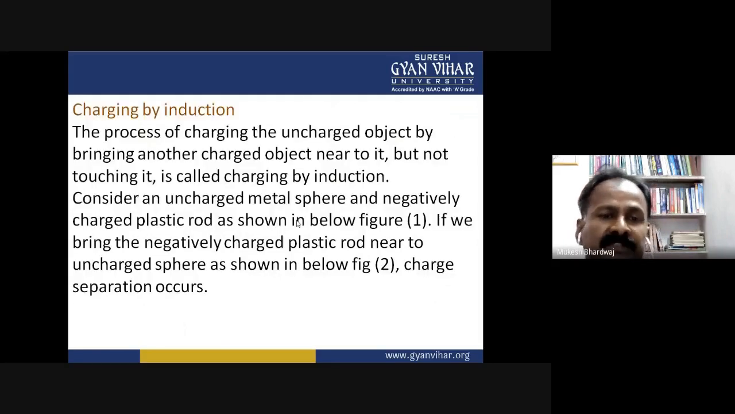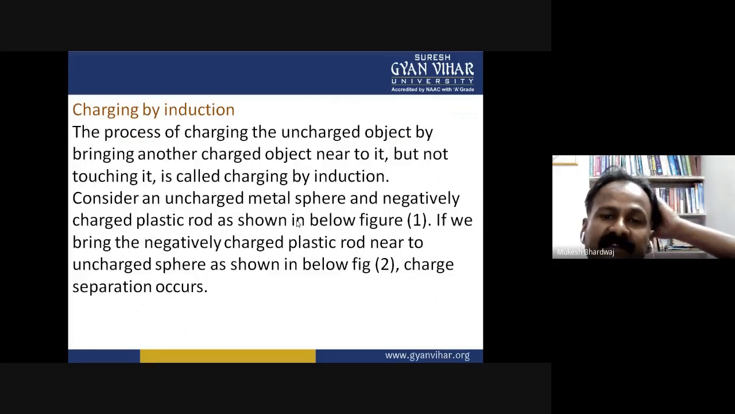Now the third is charging by induction. This is very important. The process of charging the uncharged object by bringing another charged object near to it, but not touching it, is called charging by induction. That is influence. By the influence of anything, if we are going to deviate or divert, then we can say that it is due to induction.